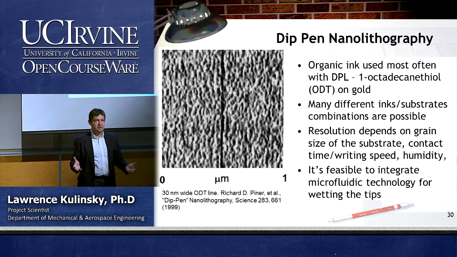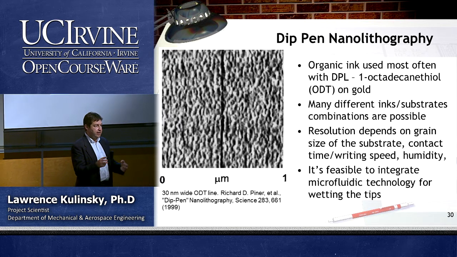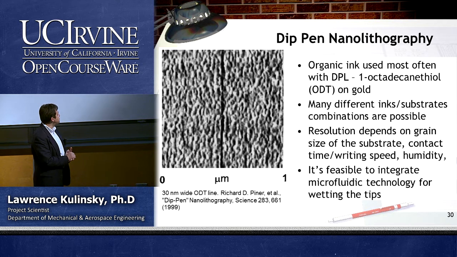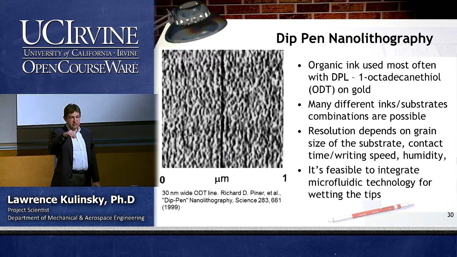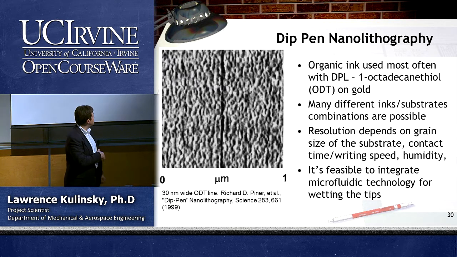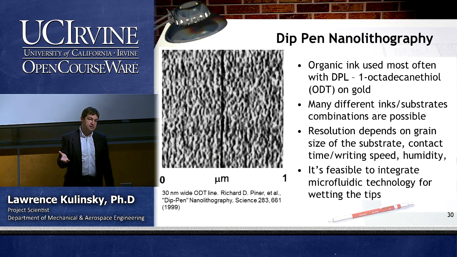Resolution depends on many different things. As you know, on paper, if you have very grainy paper, right, your resolution actually decreases. So you need to have a fine substrate. The contact time, the longer your tip is in contact with the surface, you also have spreading of the ink. Your writing speed affects it, therefore. You also have a big effect of humidity, okay?